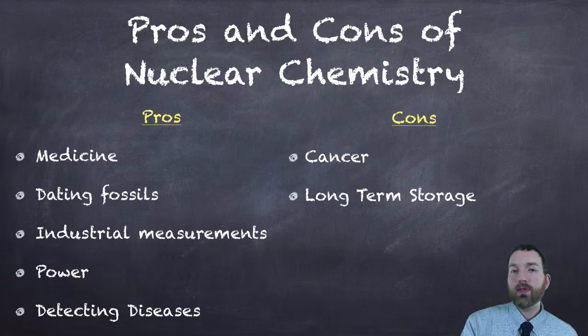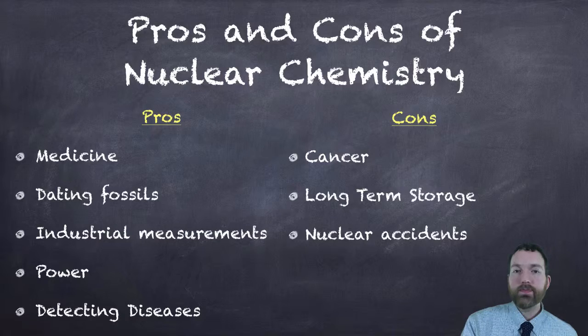So there's a lot of controversy over where this nuclear waste is going to be stored and how it's going to be protected in the long term. We also talked about nuclear accidents. That's a definite con of nuclear chemistry.